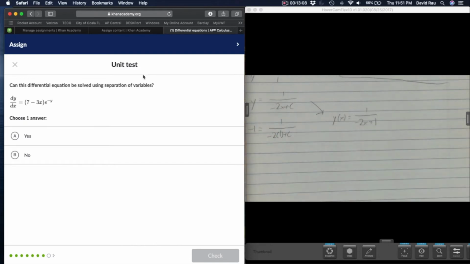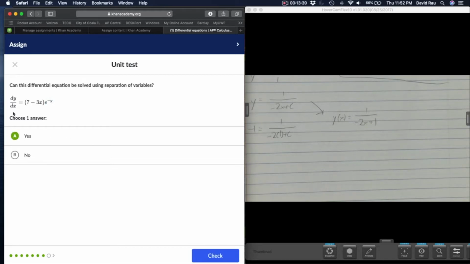Okay, can this differential equation be solved using separation of variables? The short answer is yes. To solve by separation of variables, you need to have a function of x multiplying a function of y, and that's totally what we see here. Anything that involves an x can be isolated into a set of parentheses, multiplying a function that only has the variable y. So this one's definitely yes.